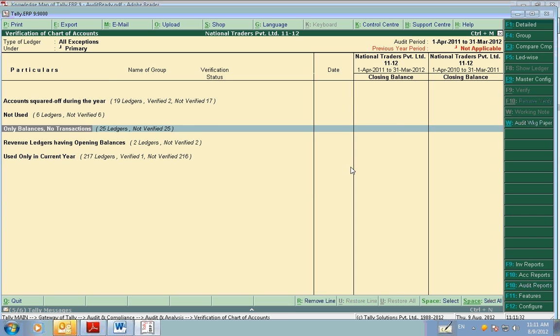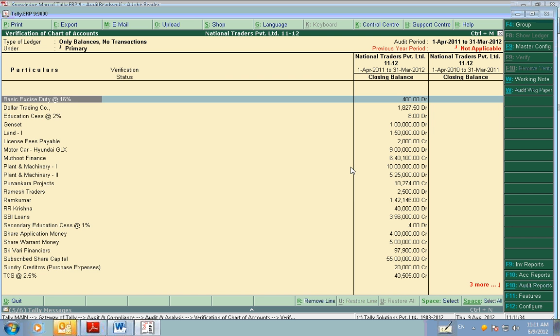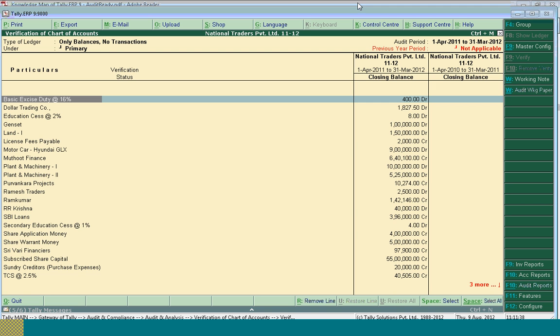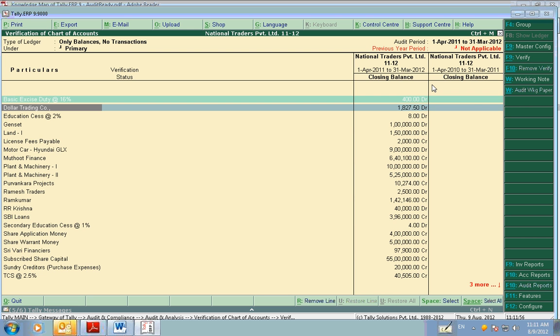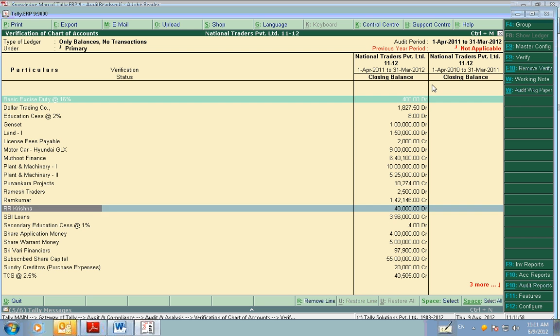Alright? So now coming to this key area, only balances, no transactions. So what exactly is it, why is this showing? For all these, moving on to the navigation buttons, you all have to select this. Now it is showing the entire master balance, that is basic excise duty, or if you just move on to any of the party ledgers, if you see RR Krishna showing something like a 40,000 debit balance. So what is the debit balance? Why are the transactions not accounted?